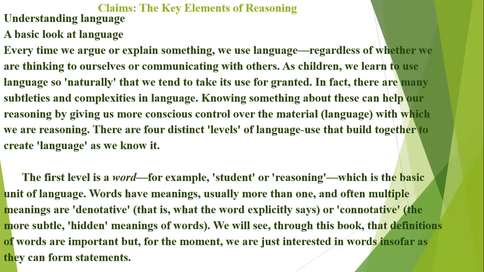There are 4 distinct levels of language use that build together to create language as we know it. The first level is a word, for example, student, or reasoning, which is the basic unit of language. Words have meanings, usually more than one, and often multiple meanings are denotative, that is, what the word explicitly says, or connotative, the more subtle, hidden meanings of words. We will see, through this book, that definitions of words are important, but for the moment, we are just interested in words insofar as they can form statements.